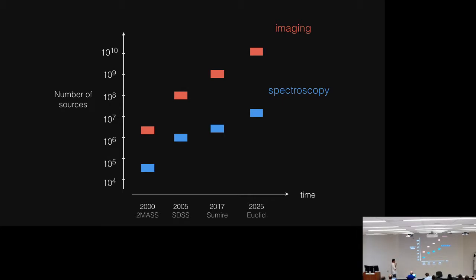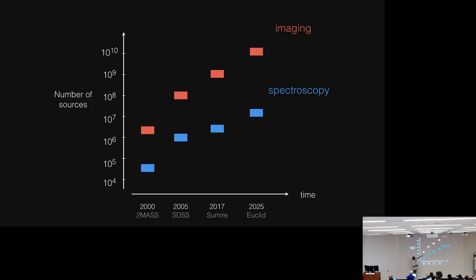What this is showing here on the y-axis is the number of objects we have in different data sets as a function of time, going from around 2000 to 2025. And so I picked 4 different astronomical surveys: 2MASS, SDSS, the Subaru Sumire survey, which is ongoing, and the Euclid space mission. Each of them is observing both sources using imaging and doing some spectroscopy. And as you can see, the y-axis is in log scale, so we see the exponential growth of the sizes of these data sets as a function of time.